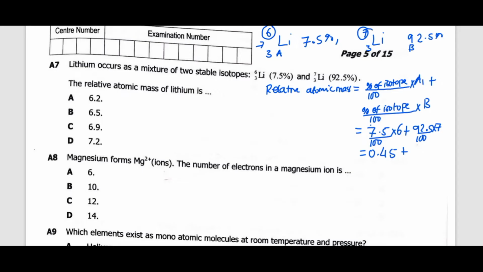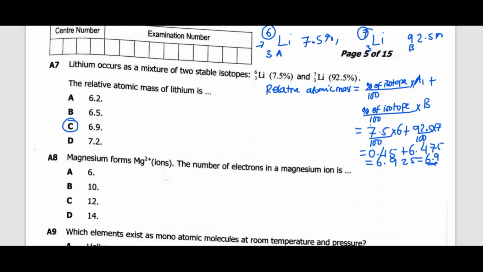92.5 divided by 100, so I'm getting 0.925, then multiply by 7, I'm getting 6.475. Then for the final answer, we need to add these two numbers. So this plus 0.45, so I'm getting 6.925. So if we are to round it off, I'm getting approximately 6.9. So from the multiple choices we have, this is our answer.